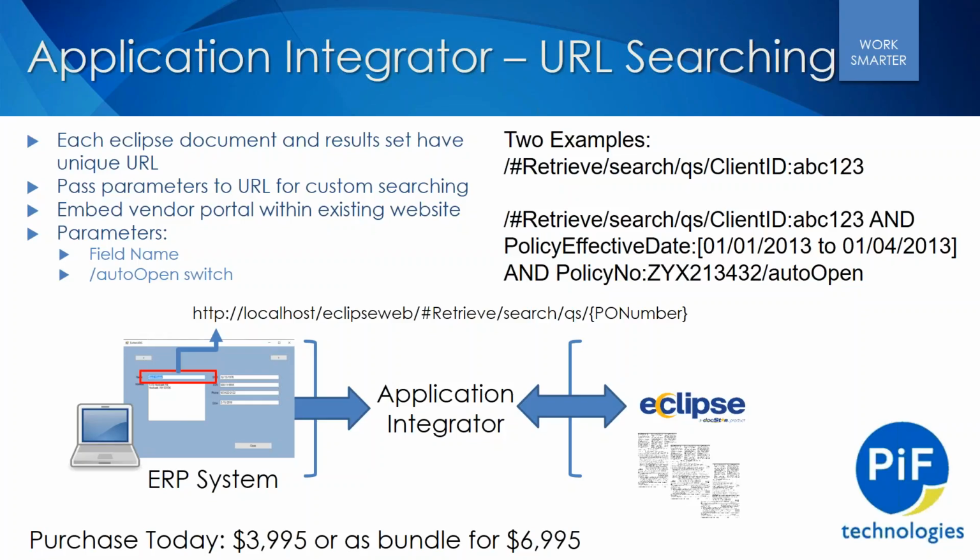So you can see here on the top right a number of examples of how this would work. For instance, we're going to extract a PO number from a screen, and we're going to pass it to this retrieve function that you see here. And this is going to pop open the document. So it's basically like a remote control to Eclipse. And it's all done through a browser integration, essentially.